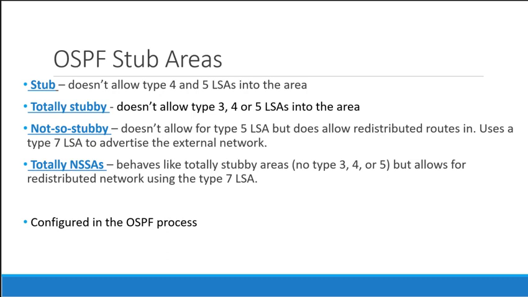Our not so stubby area doesn't allow Type 5 LSAs, but it does allow locally redistributed routes in, and it uses a Type 7 LSA to advertise the external network. Our totally not so stubby area behaves like a totally stubby area, meaning no Type 3, 4, or 5 LSAs, but allows for a locally redistributed network using the Type 7 LSA. All of our stub area configuration is done in the OSPF process. We'll begin with configuring and verifying just our basic stub area.